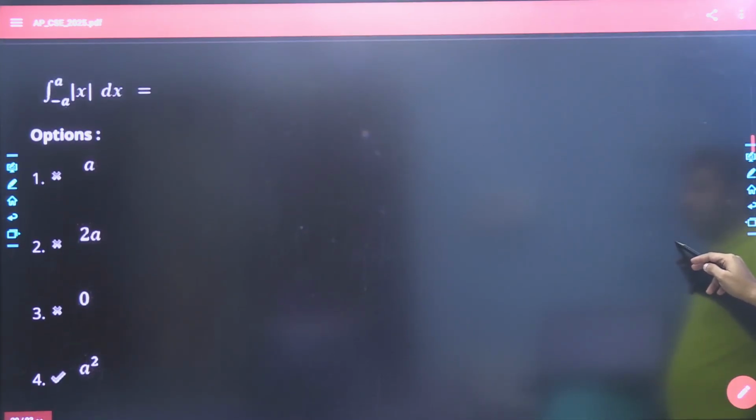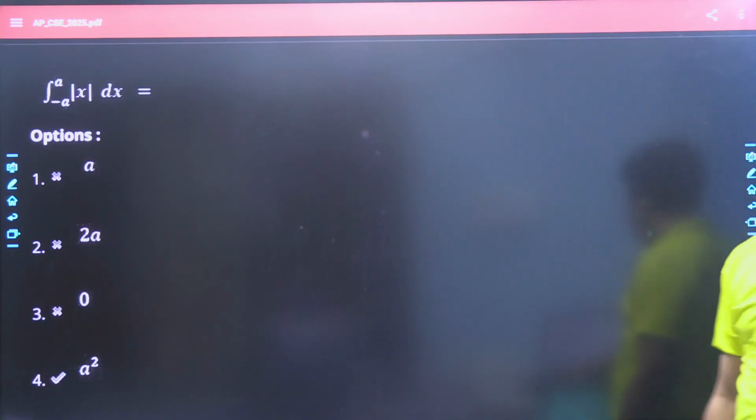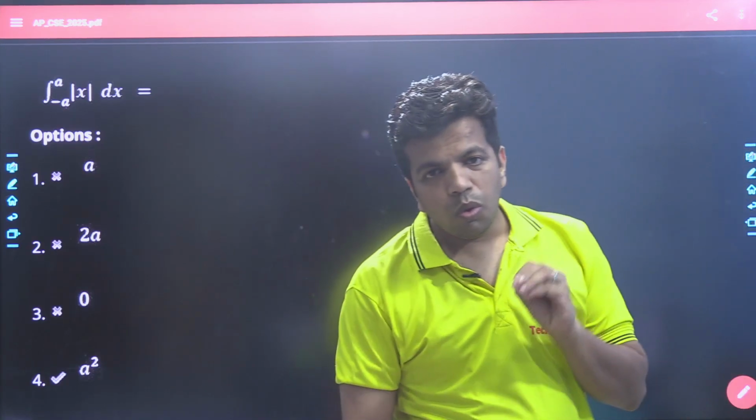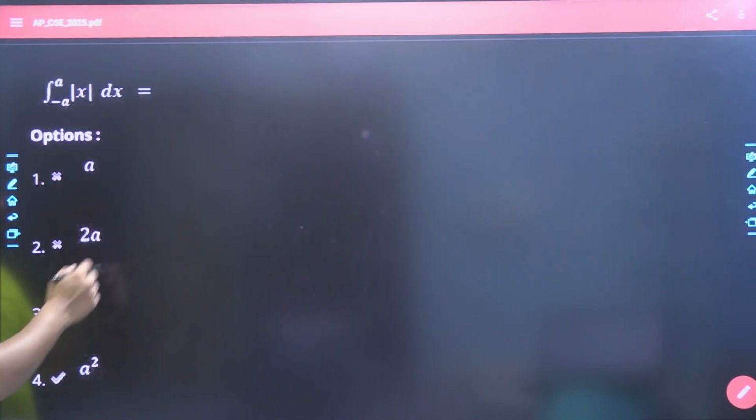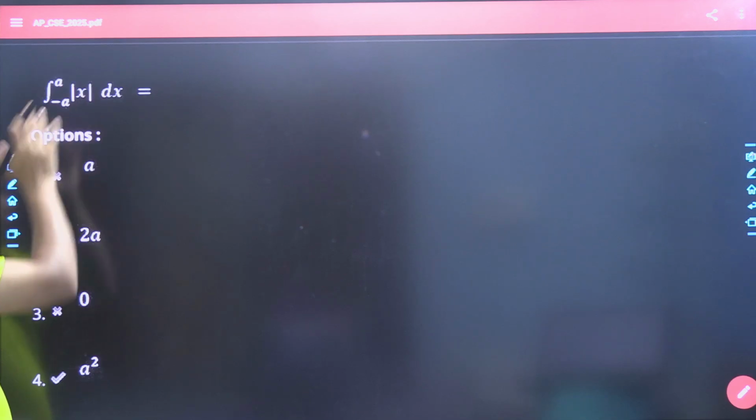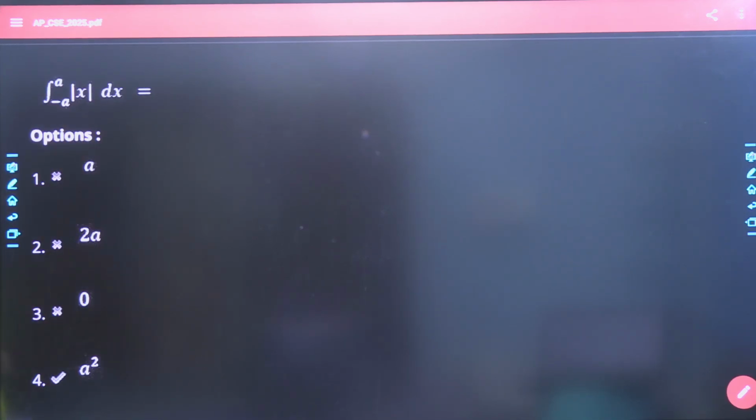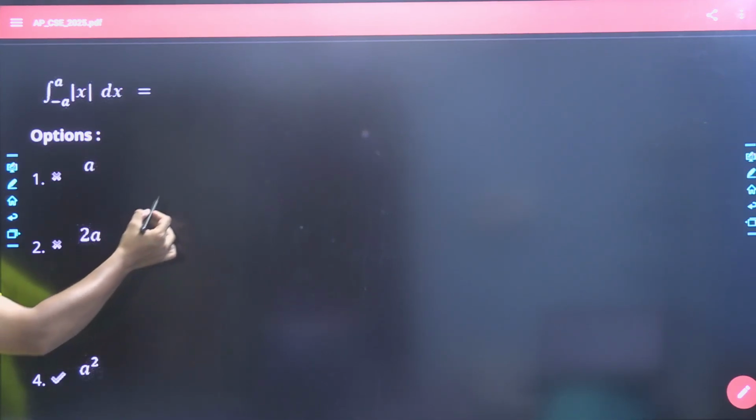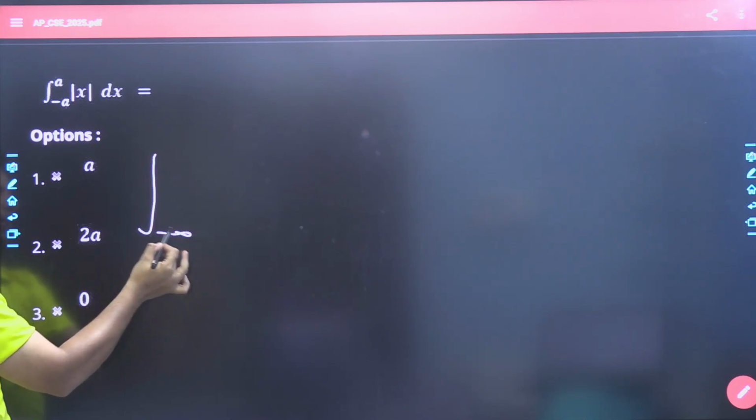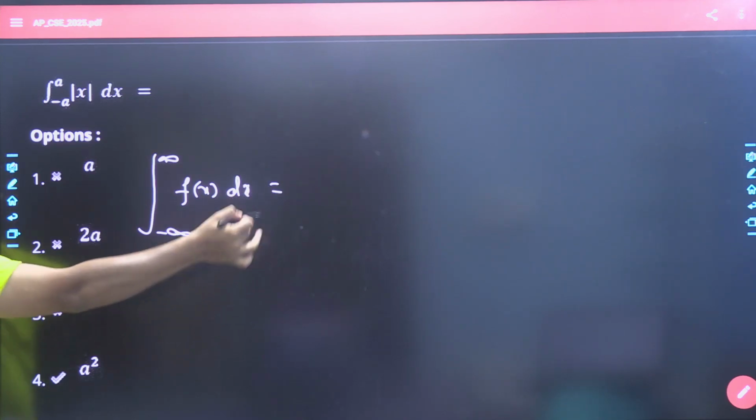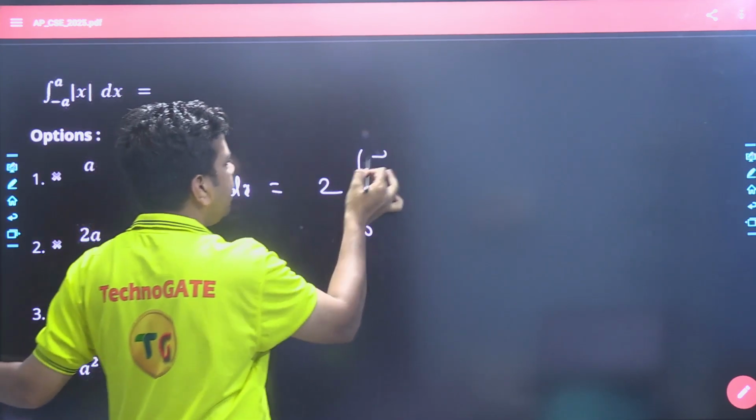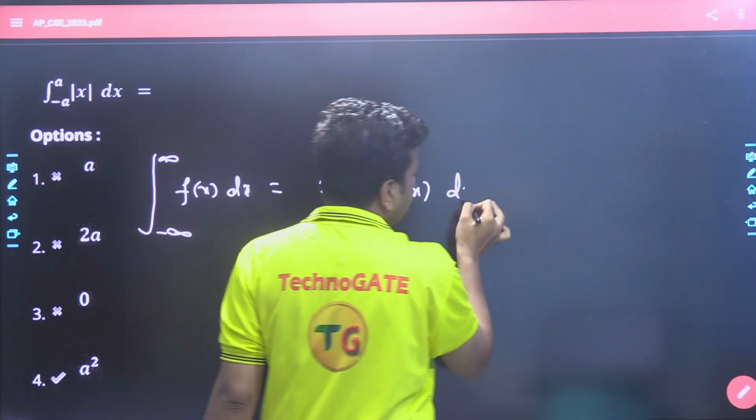Let's see. The question is, if we are taking the integration of x with respect to dx from minus a to a. Okay, so what can we say, it's simply the integration of a modulus function. If you have the integration from minus infinity to infinity of any function dx, then you can simply say that it is twice the integration from 0 to infinity of the same function dx.